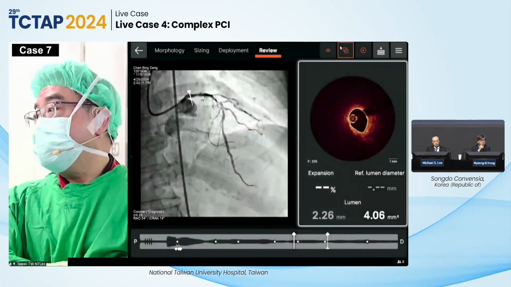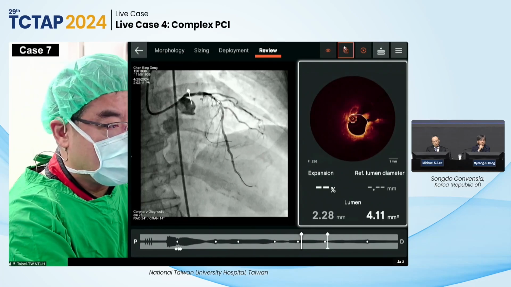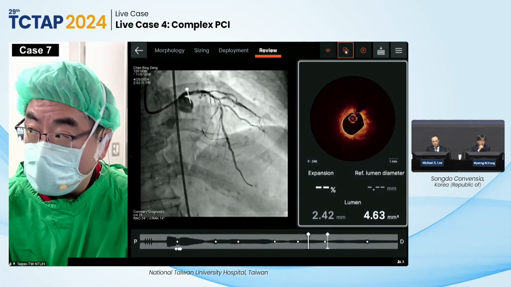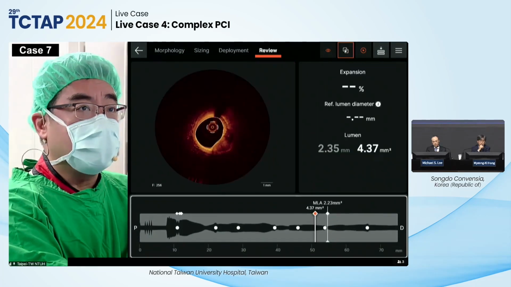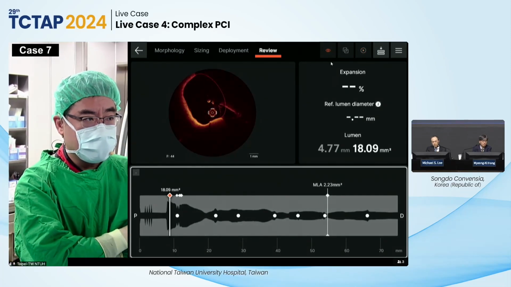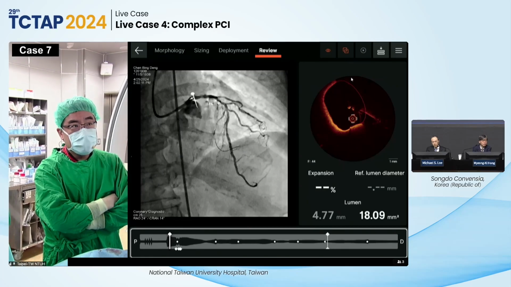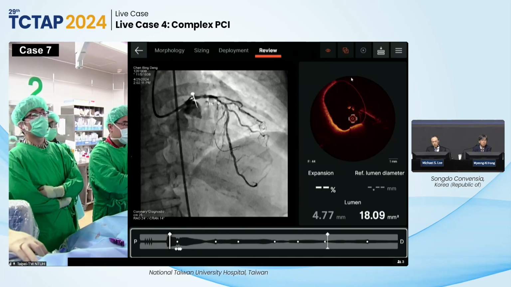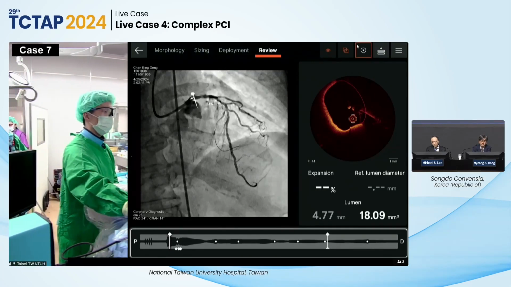OCT? Yeah. Dr. Huang, can you explain? We have Dr. Huang Qinchang as our IVUS imaging interpreter today. This is the OCT pullback from mid-LAD. Let me show the OCT.